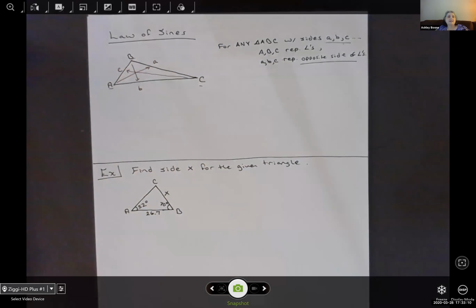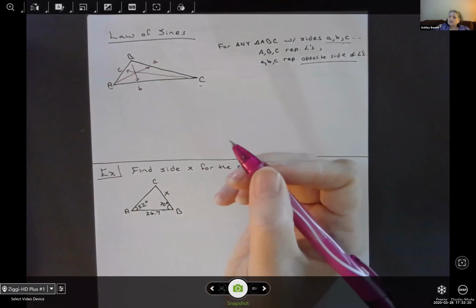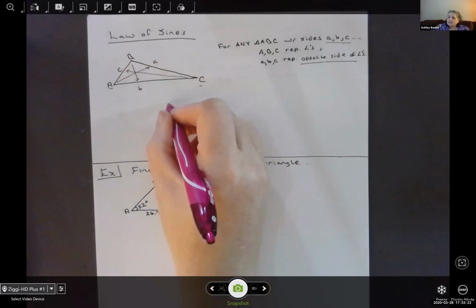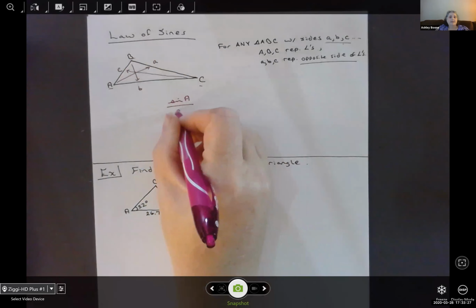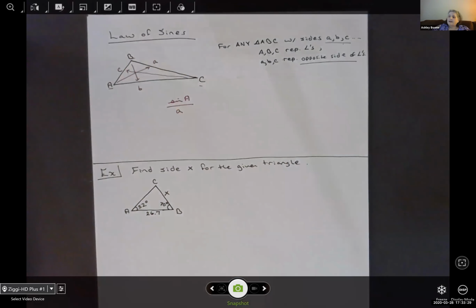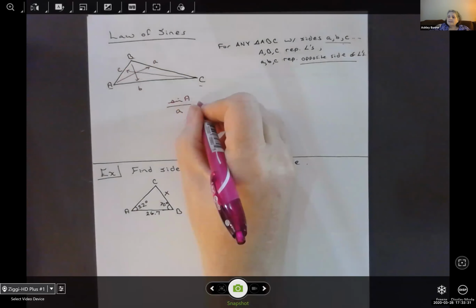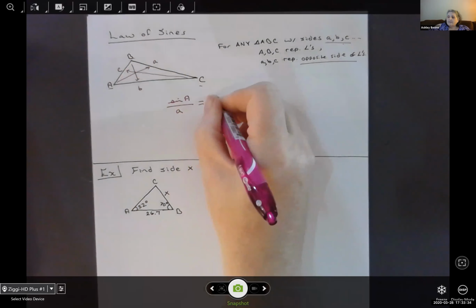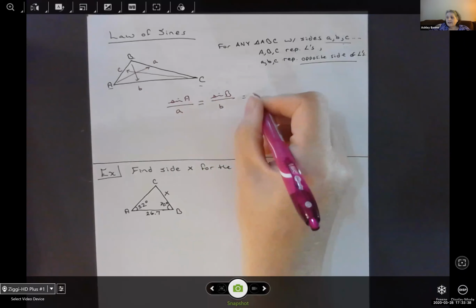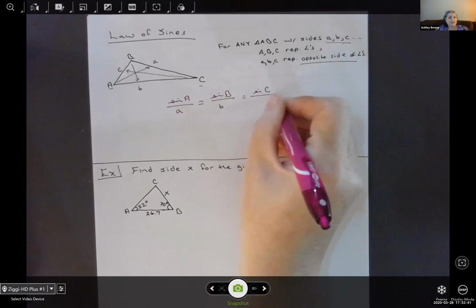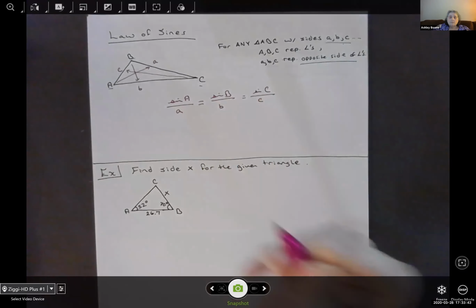So if we have any of these triangles, then what we can do is use the law of sines, and what the law of sines says is that we can look at the ratios. If we take the ratio of the sine of an angle to its opposite side, so sine of angle A to A, that ratio is going to be the same for the sine of angle B to its opposite side B, or the sine of angle C to its opposite side C. And this is one form that we can look at.